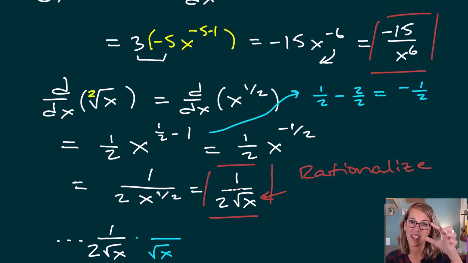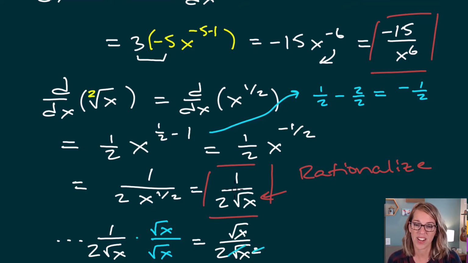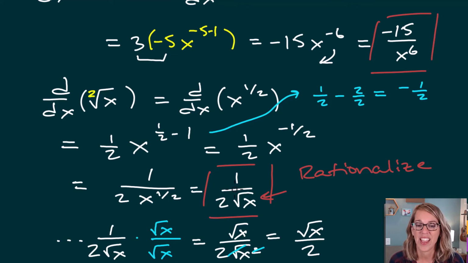But whatever I do in my denominator, I need to also do in my numerator. So I get a radical x over a radical x. This gives me radical x over 2 radical x squared. I can cancel the square root and the square, and here comes the rationalized form of that answer, radical x divided by 2, and this is our answer.